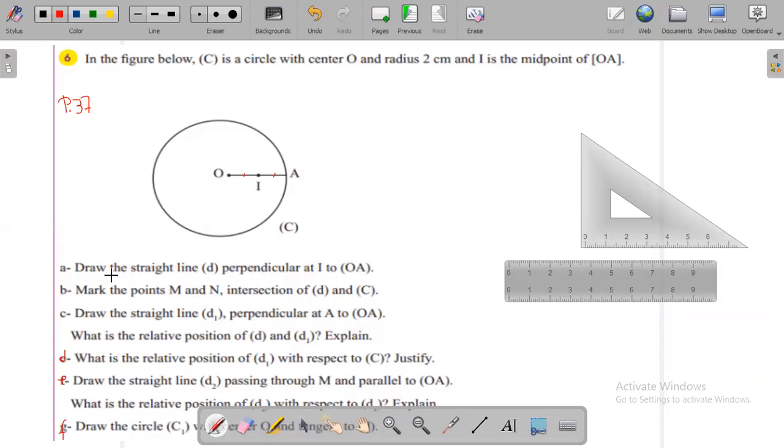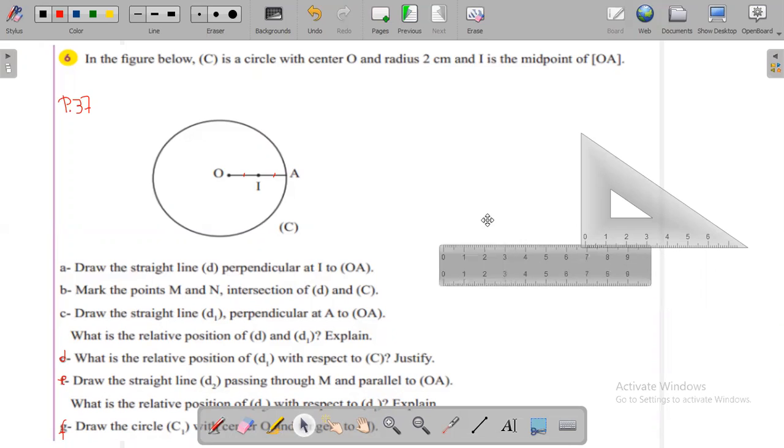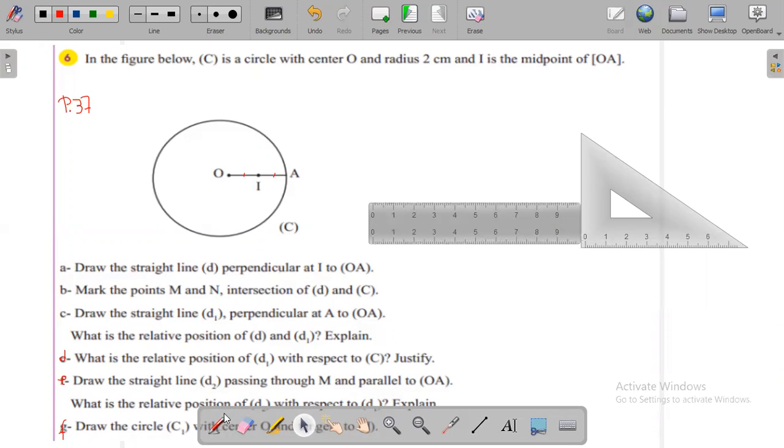Now, draw the straight line D perpendicular at I to OA. How do we draw the perpendicular? We take the ruler and put it on OA. Why? Because it is perpendicular to OA. So we put the ruler on OA.